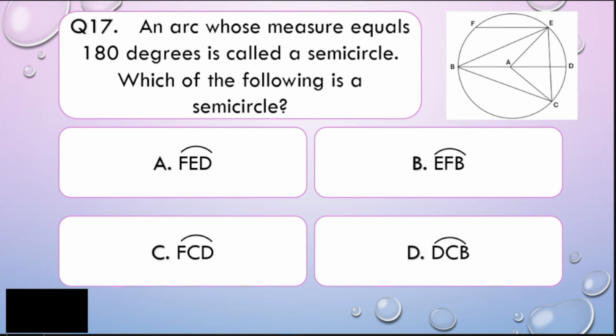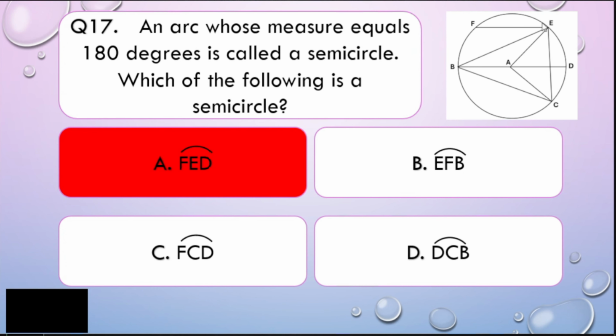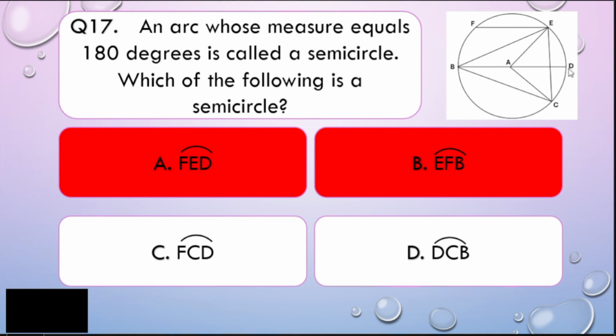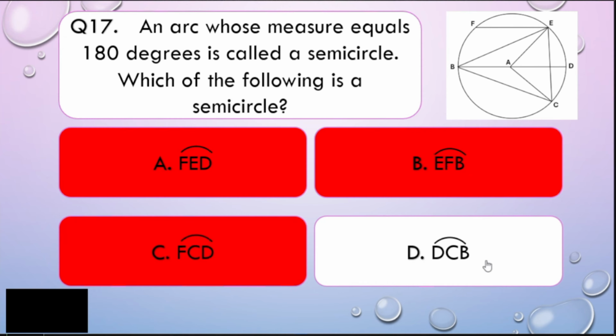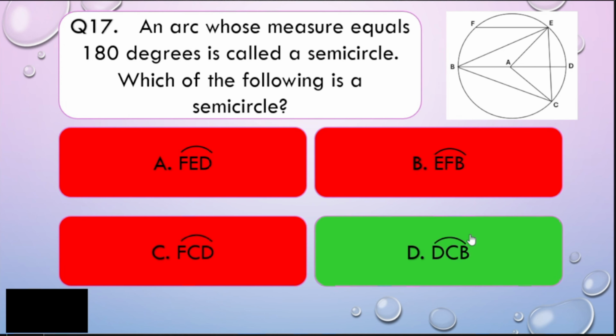All right, math learners, in getting the semicircle, this is very easy. Why? Because you just need to get half of the circle. FED, so is this half? That's not half. A is wrong. EFB, is it half? No, it's not half. So B is wrong. How about letter C? FCD. So that is very big, right? That's the major arc. That is also wrong. So basically, DCB. So DCB, this is the one. So that is half of the circle. Therefore, the correct answer is letter D. Easy, right? Very easy, my dear math learners.